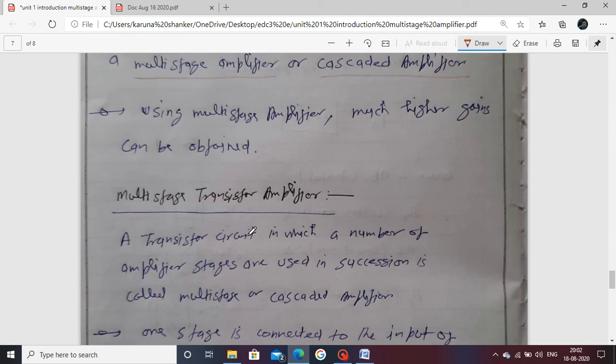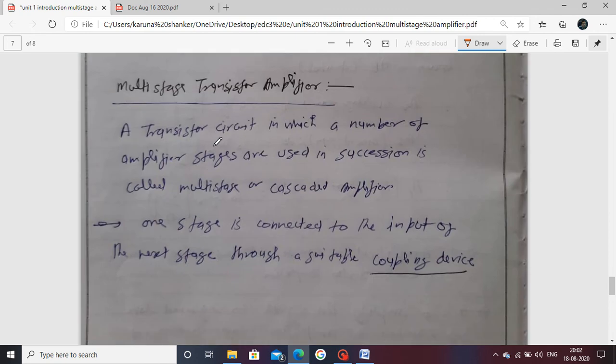In multi-stage, we already know that if a larger number of transistors are connected in cascaded form, then the formation of this type of amplifier is called multi-stage. Similarly it is written there: a transistor circuit in which a number of amplifier stages are connected in succession. Succession means one by one transistors connected in cascaded manner. That is called multi-stage. It is also called a cascaded amplifier.